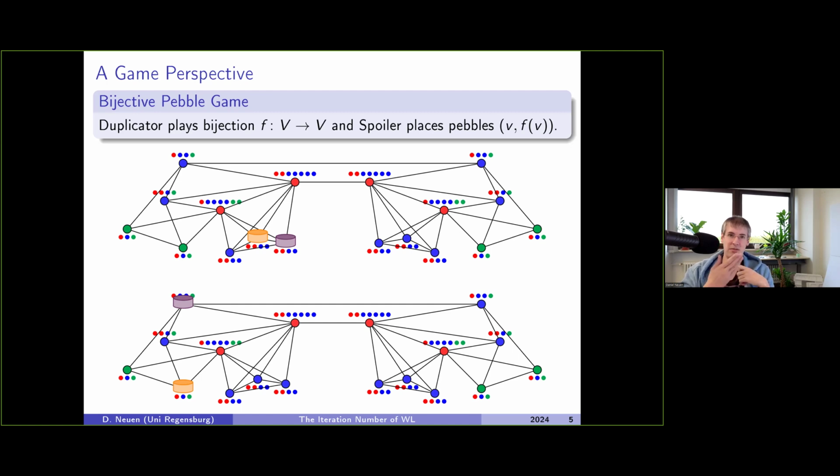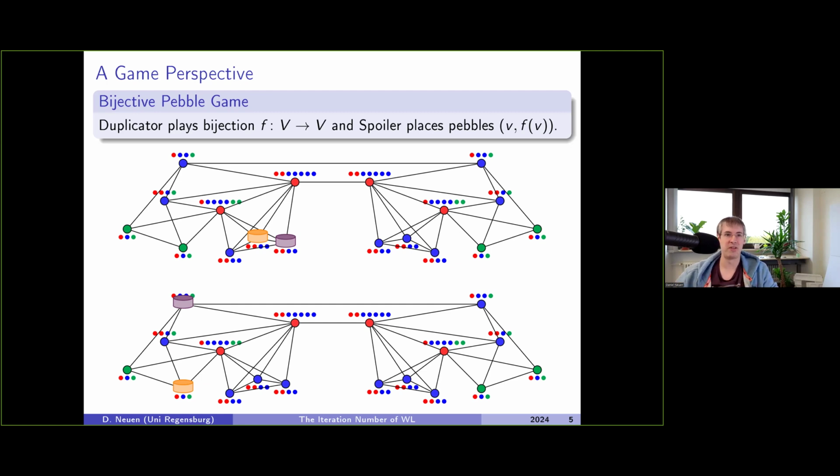And again, as is pretty much apparent from the example, when color refinement distinguishes 2 vertices, then we can transform this into a winning strategy for spoiler, just by following this outline that I've described. And again, this also holds in the other direction.